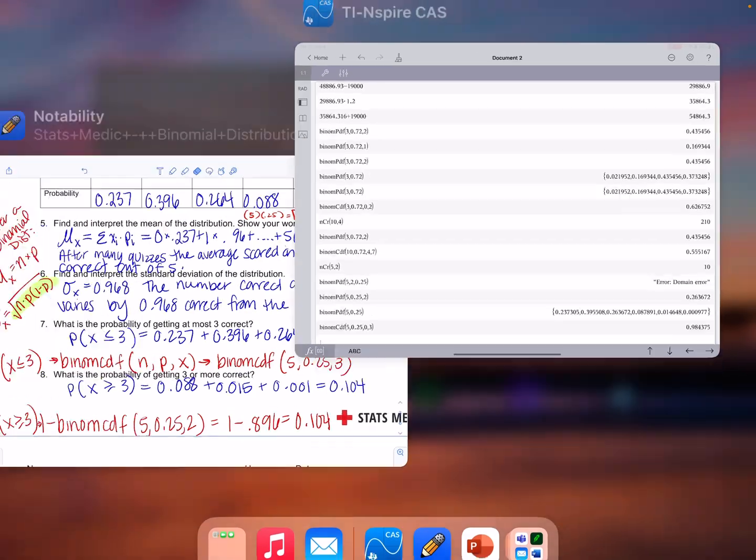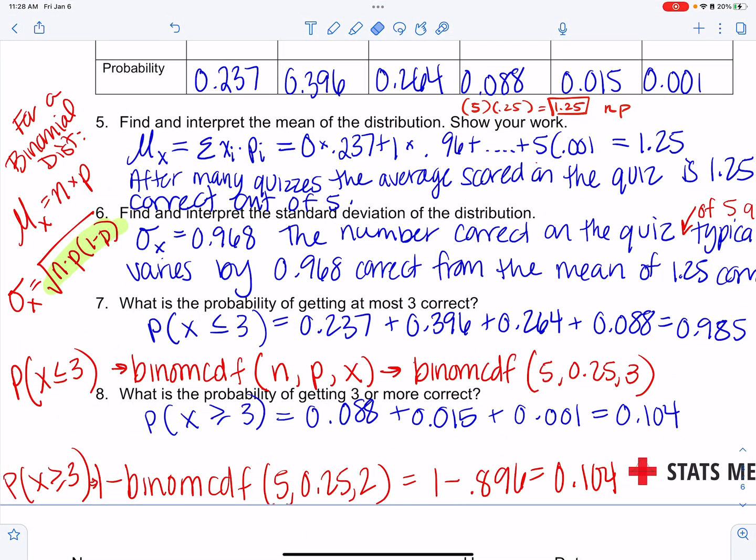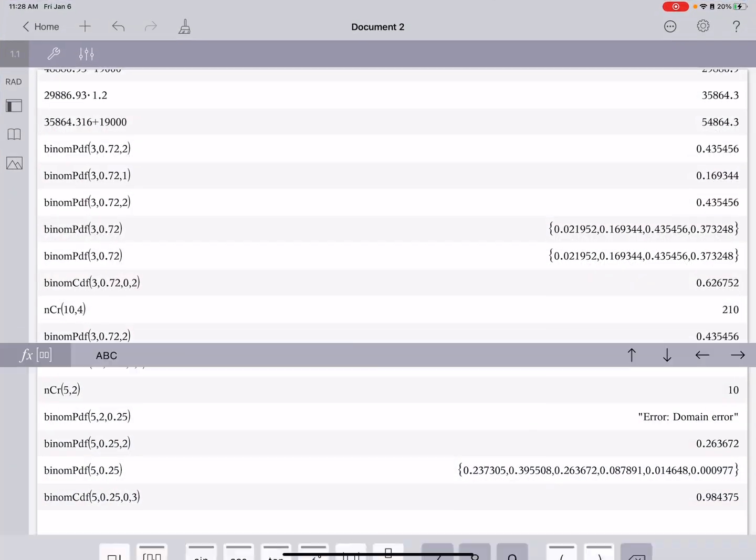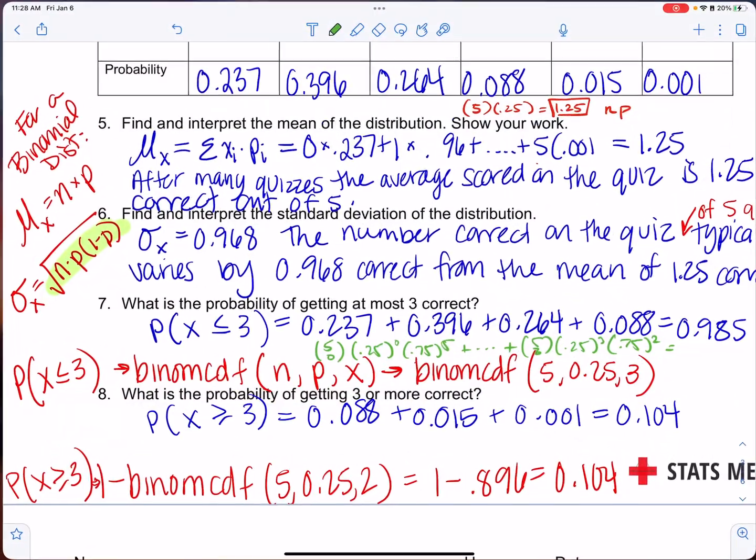And there's 0.984. Now, let me just remind you how to show work on this one. I would say, okay, this is 5 choose 0, 0.25 to the 0, 0.75 to the 5, plus ... plus 5 choose 3, 0.25 to the 3, 0.75 to the 2, and that's equal to the answer we wanted, less than or equal to 3, which we got as 98%. Then that's what we got as well.